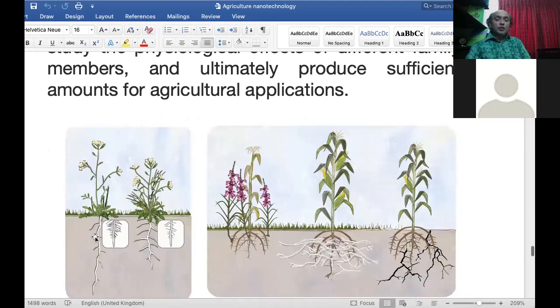So strigalactone, you see, can you see, this is the striga, and this is a crop plant. So striga plant always, through haustoria, they infect the root of the crop plant and get the nutrition. And this parasitic plant, when it infects, then the plant cannot grow.